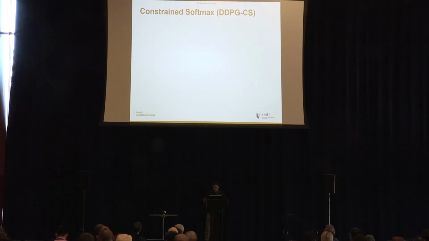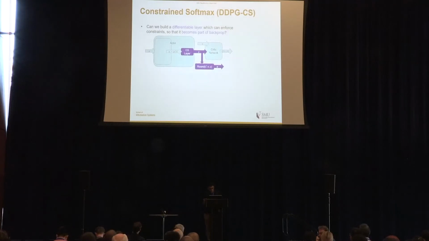In our second approach, we want to make it impossible for the actor network to output infeasible actions. And we want to do that in a differentiable way so that the actor continues to be part of the end-to-end backpropagation training. So this is the kind of architecture we want, and we want the CS layer there to be differentiable.